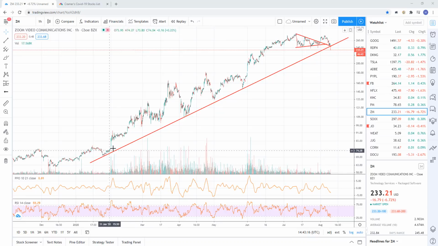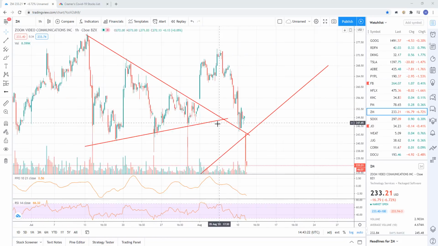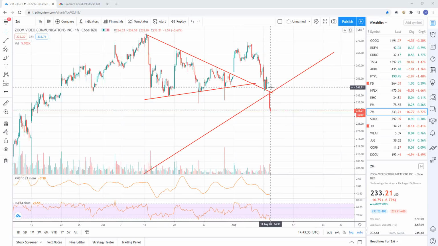So here's the uptrend line in Zoom on an hourly chart. This is going back to January. Just been riding up this trend here. And you can see I've been keeping an eye on this one. I've had a couple successful trades, but now look what happened. We broke that right here. And it came in the form of a gap down. It gapped down and then broke.